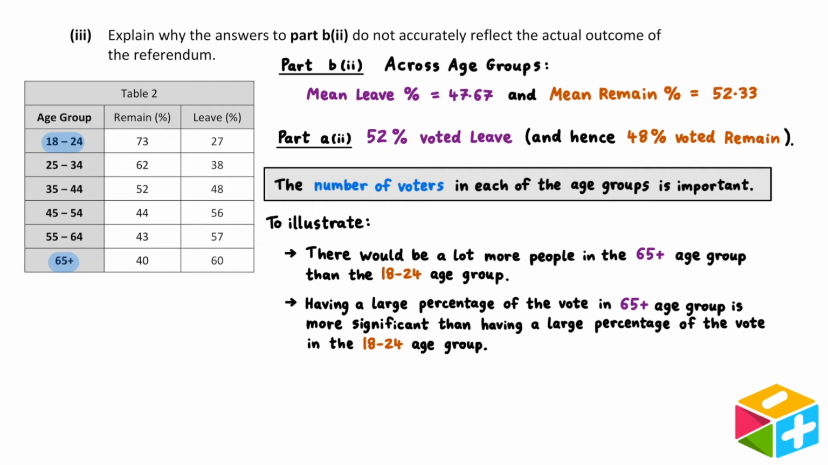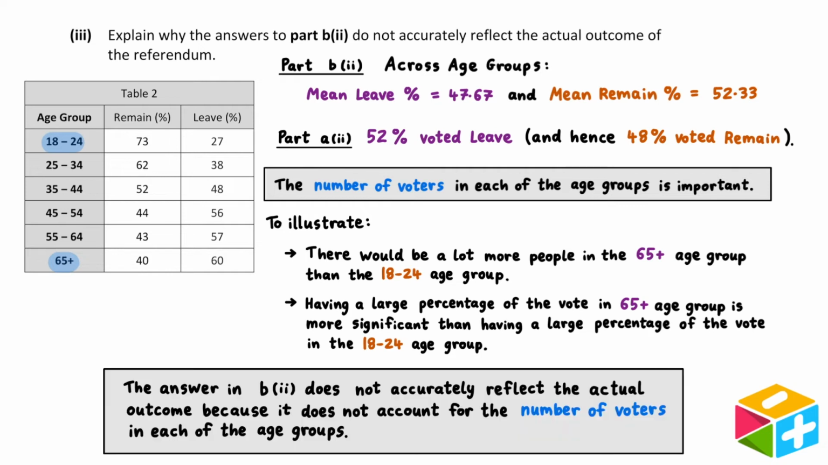When we calculated the mean percentages from our table, each age group carried equal weight. However, this is not representative of the actual votes. The age groups with a bigger number of voters should have been given a bigger weighting. So, in summary, the answer in BII does not accurately reflect the actual outcome because it does not account for the number of voters in each of the age groups.